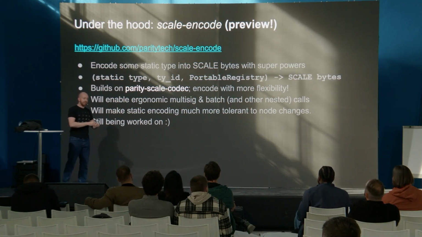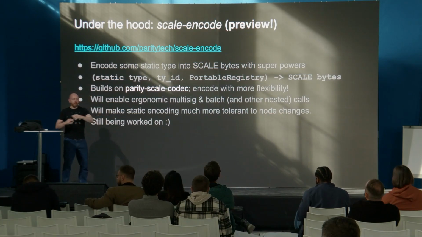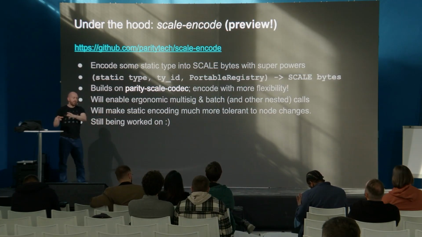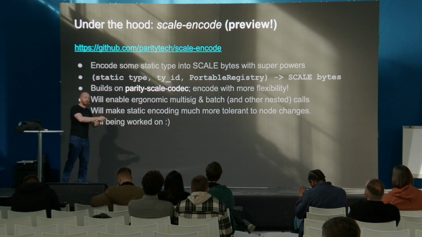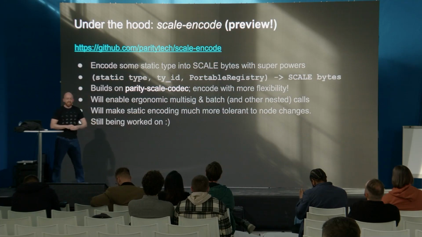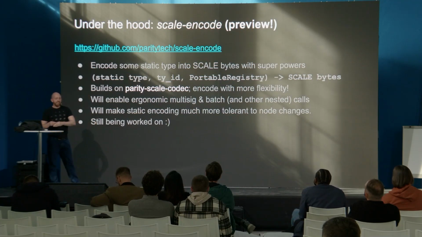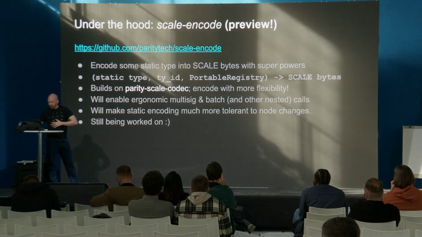If you pass it a struct that has more fields than you need and try and encode it into a type that only needs a couple of those fields, it will understand how to do that. It will say, well, I don't need those fields. I'm going to encode only the fields I need. So it basically gives the static encoding this extra flexibility and power based on the target you're trying to encode to. And that's basically what I'm working on at the moment.